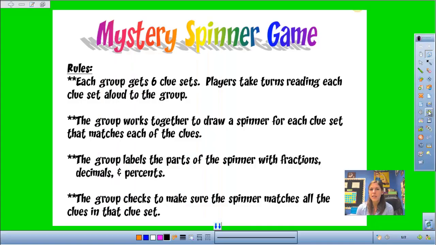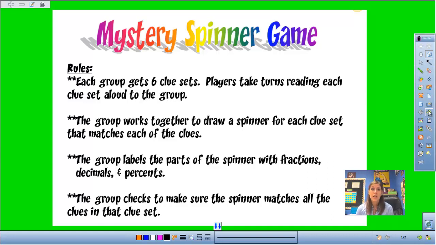It goes like this. You're each going to get 6 clue sets. Each clue set has 4 clues in it. And from those clues, you need to make a spinner and divide it into the correct parts. In your group, each person will take turns reading the clues, and then together you must decide how your spinner is going to look. You have to make sure it matches all of the clues. And you're going to label each part of your spinner.